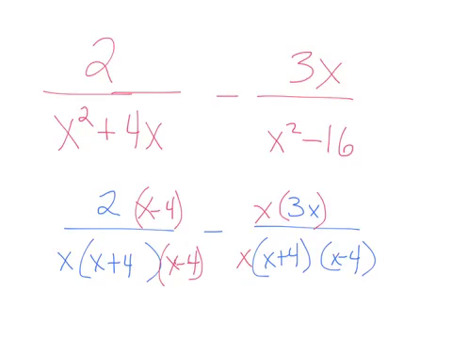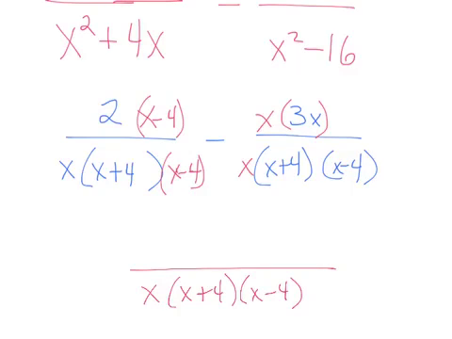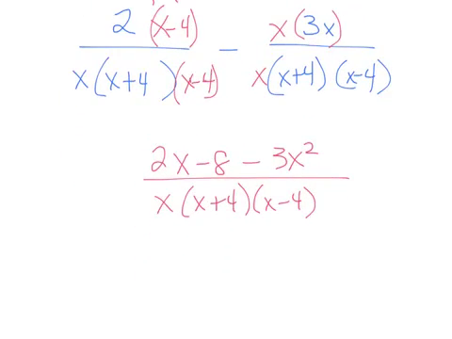Now, my denominators are the same, so I can write this all as one denominator. The numerator, remember, I have to distribute this. I get 2x minus 8 minus 3x squared, right? 3x times x is 3x squared. I leave the denominator in factored form.